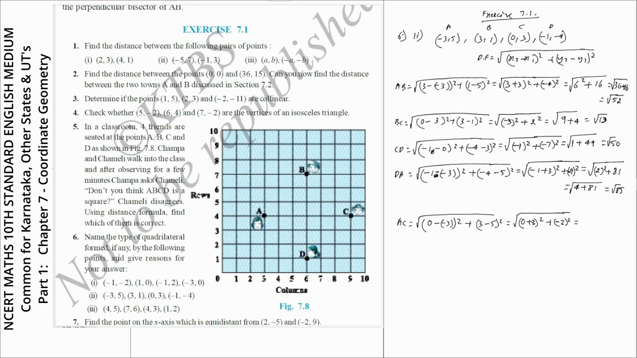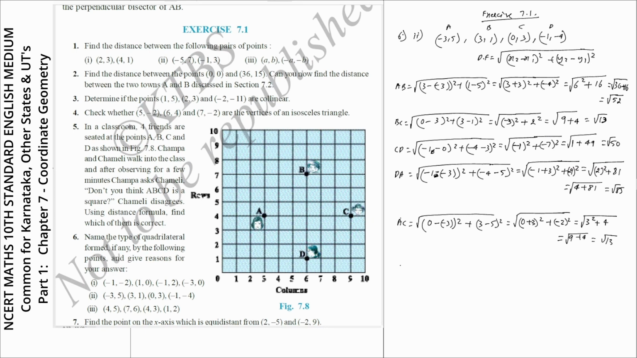So here I'll get 0 plus 3 is 3 only, 3 square. So plus minus 2 the whole square is minus 2 into minus 2 is minus 4, sorry, plus 4. So I'll get 9, 3 square is 9 plus 4. So I'll get square root of 13.